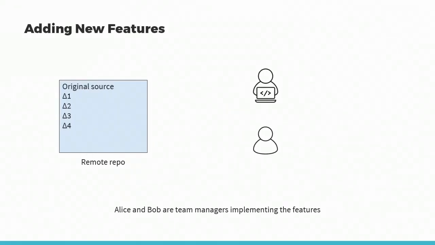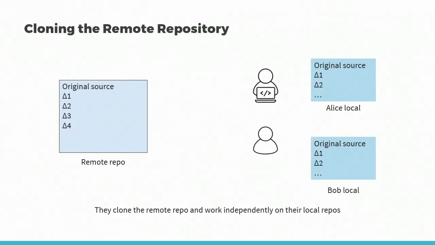Let's imagine the scenario where this project is a fairly huge one and there are different teams working on different parts of the project. And Alice and Bob are team managers and they're implementing different features for different aspects of this project. Now, if Alice and Bob were working individually, it might be completely okay for them to just clone the remote repository and work independently on their local repositories. So, Alice has her local repository and Bob has his own. They keep making changes to the local repository as they're developing their features.